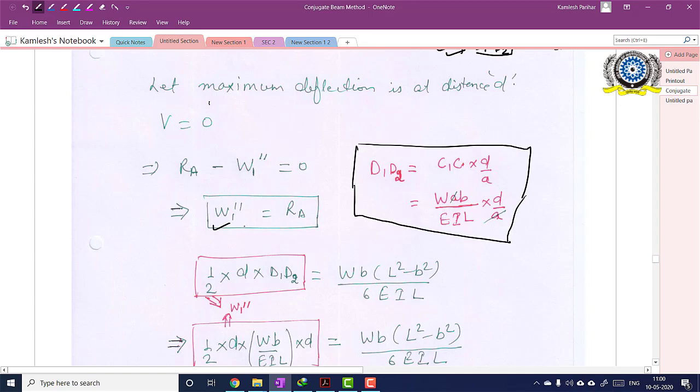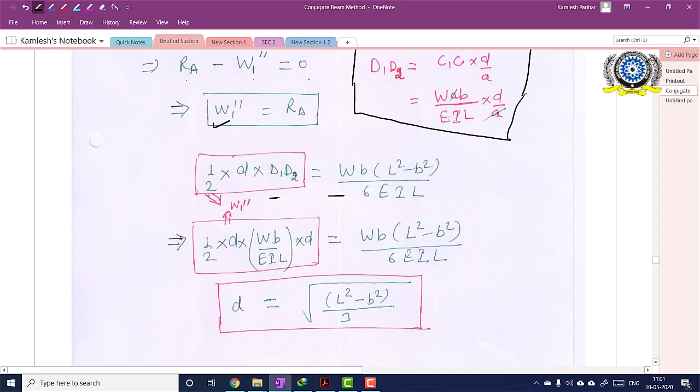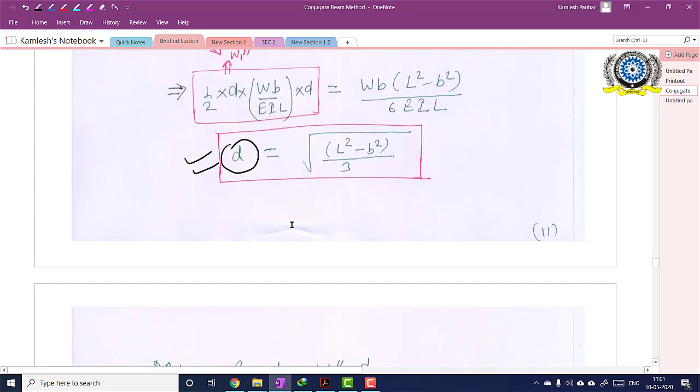So when I equate W1 double dash equal to RA, because RA minus W1 double dash is the shear force and is equal to 0, what will I get? I will get W1 double dash equal to RA. You equate both of these, and from the solution of this equation, I will get the distance D. Okay. So this distance D has been calculated. So D is the distance at which the shear force will be 0, and that is the point where the maximum deflection is going to occur. So now let us find out the bending moment.